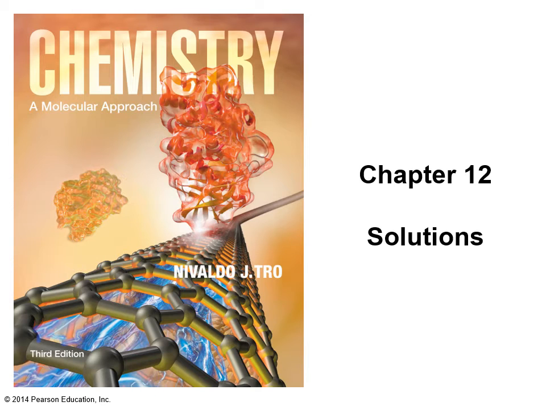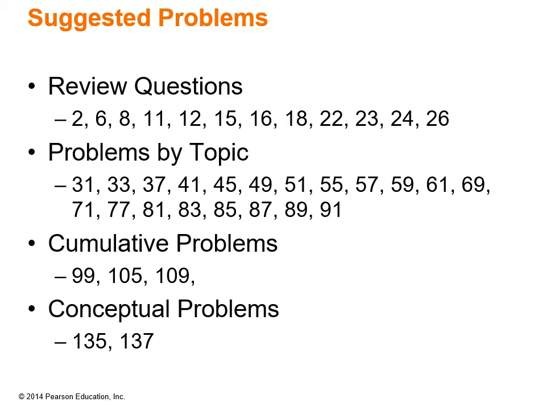In Chapter 12, we're going to look at a few different properties of solutions as well as how to calculate different concentrations. Some of the properties we're going to look at are solubility, freezing point depression, boiling point elevation, and osmosis. As always, there are some suggested problems at the end of the chapter that you can do to check your knowledge on these topics.